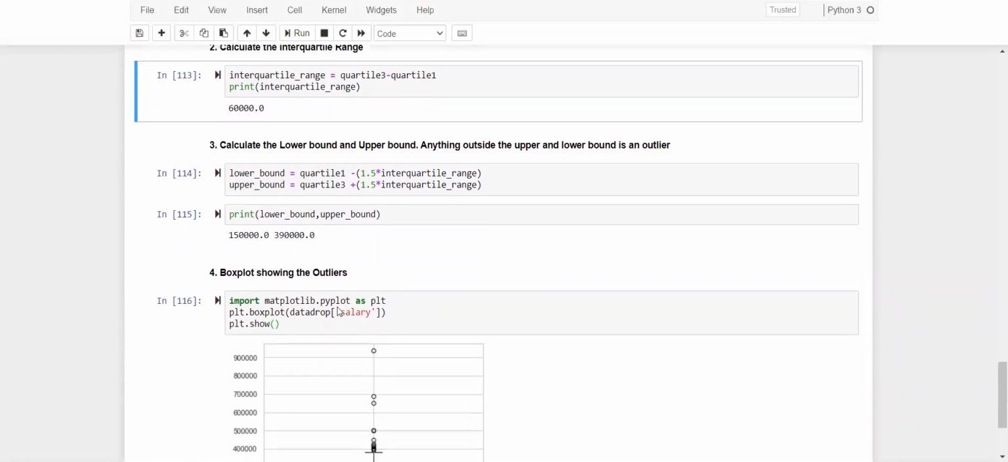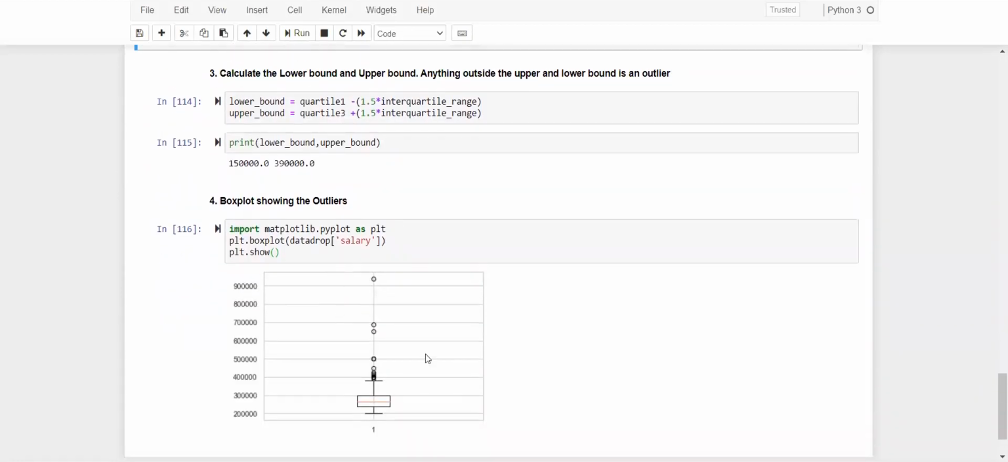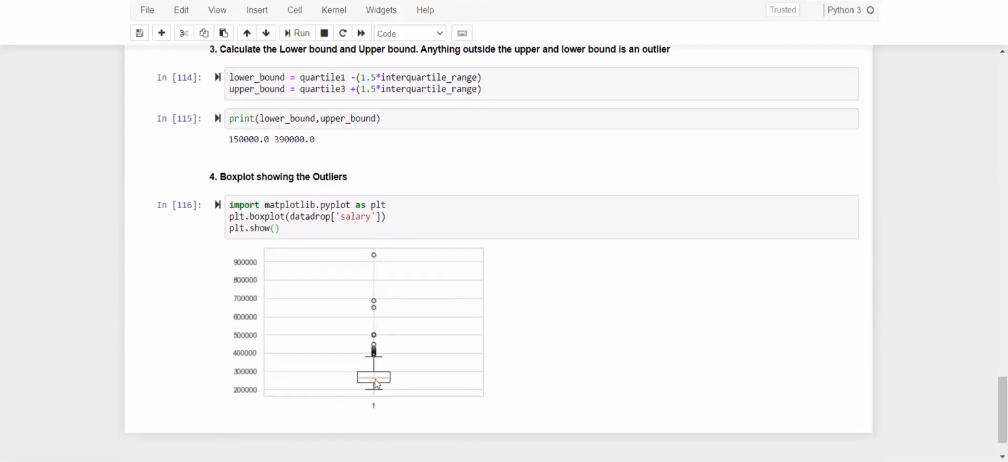So guys, let's go ahead and plot this in a box plot and see which values are lying outside this boundary. I'm using this to plot the box plot, passing the salary column to it. And if you see here, these are the values. Obviously, these are greater than 390,000, so clearly this is above the upper bound. These are the outliers that we have for this particular column. So this was an explanation about how the interquartile range can be used to determine outliers, and how it can be implemented in code.